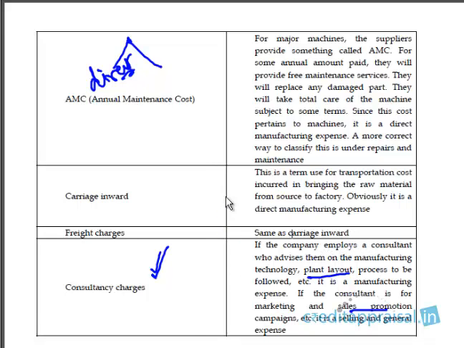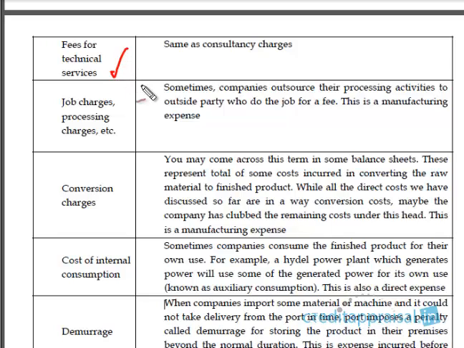Okay. So fees for technical services. Again, this is similar to consultancy charges. Usually when we see the term technical, you can place it under direct expense. Job charges, processing charges. Companies sometimes outsource the processing activities to outside parties who complete the job and return the product to them. This is done for a service fee. So these charges are obviously a manufacturing expense because this is a processing charge. It is in the production process. So this is a direct expense. Conversion charge, as the name implies, is a cost incurred in converting the raw material to the finished product. So it is a direct expense, right?